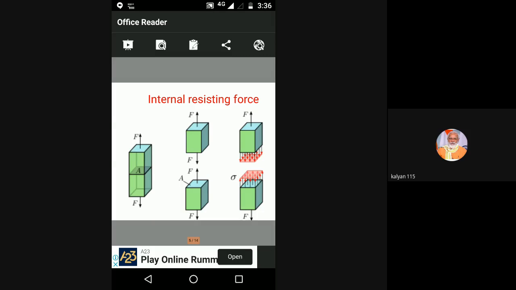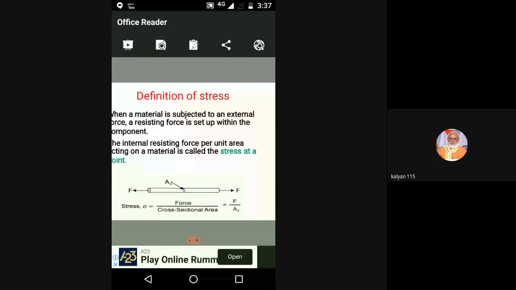Now we are using the formula stress, sigma, is equal to force per cross-sectional area or unit area. This formula is used to calculate the normal stress. Normal stress means it may be tensile or compressive. If we calculate the bending stress, we use sigma is equal to M by Z. If you want to calculate the shear stress in shafts, tau is equal to T divided by Zp. Those kinds of formulas we use to calculate the stress.